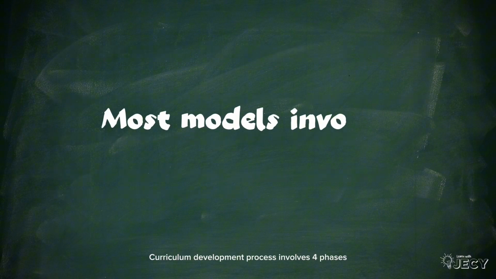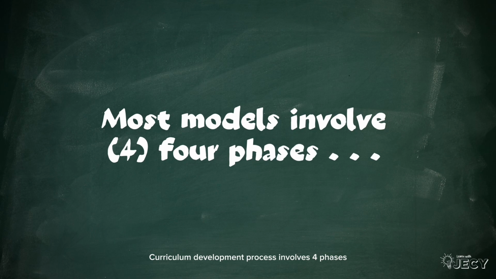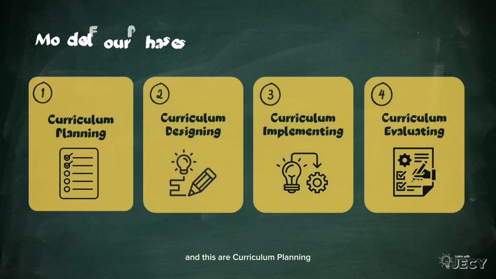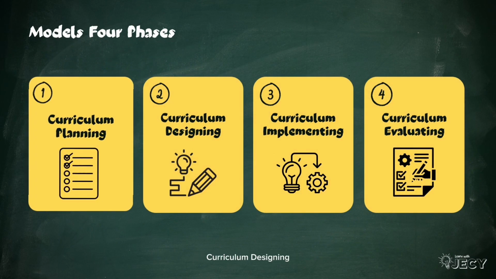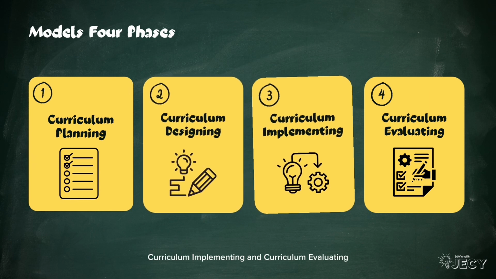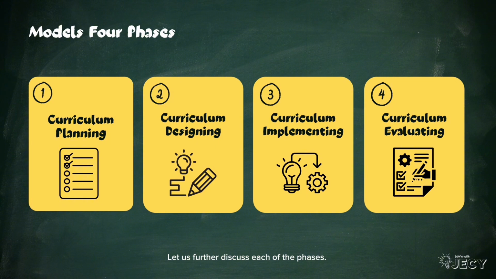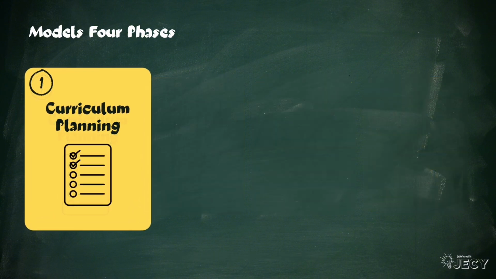Curriculum development process involves four phases, and these are curriculum planning, curriculum designing, curriculum implementing, and curriculum evaluating. Let us further discuss each of the phases. Let us first have the curriculum planning.